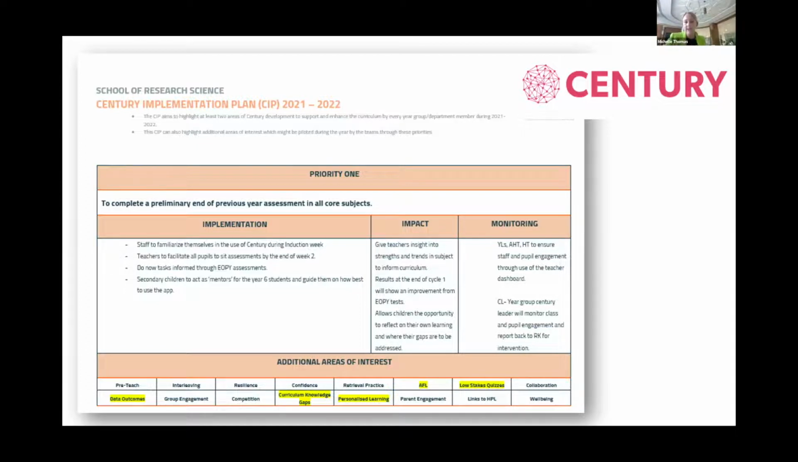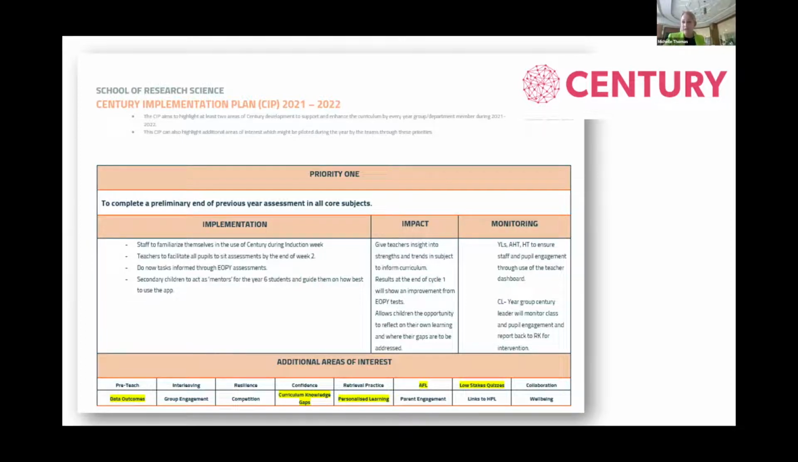What you can see here is something that we used in our initial phase as well. And I think once you start to write something down, sometimes people get more buy-in, because they think, oh, well, I've written it down, I know I'm going to have to review it and make sure I do it. So what we did when we amalgamated our drive team and initially had our training with Century last academic year, we wrote these CIP plans.